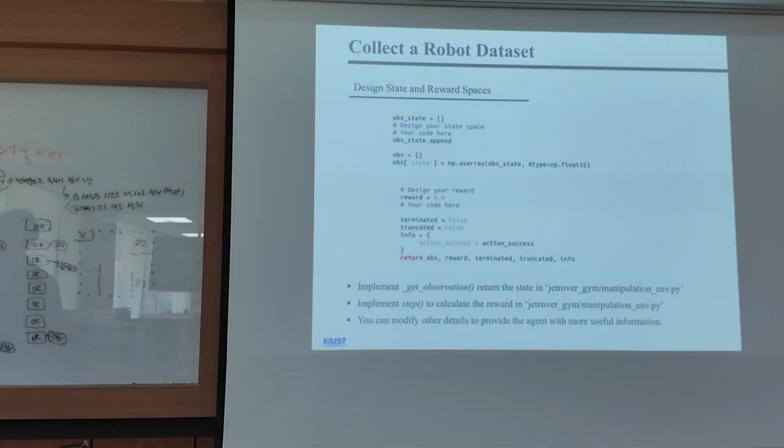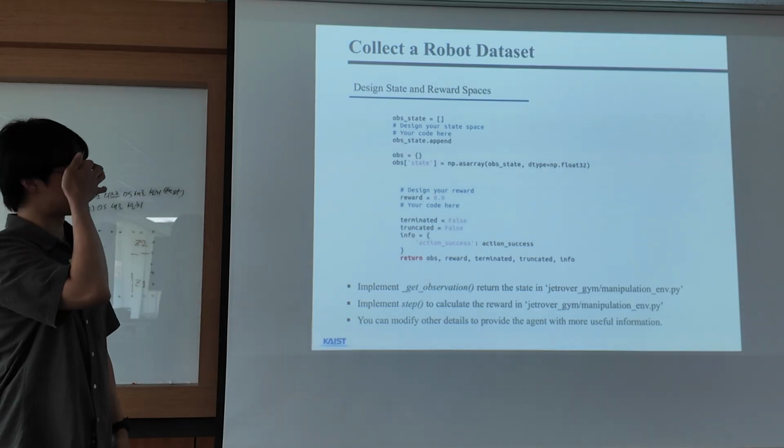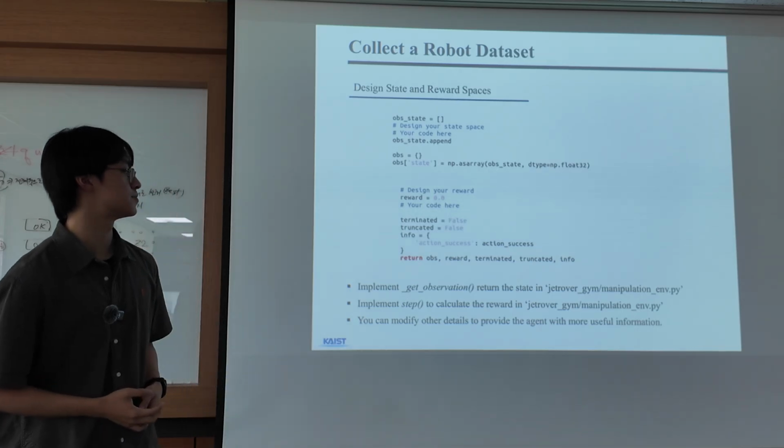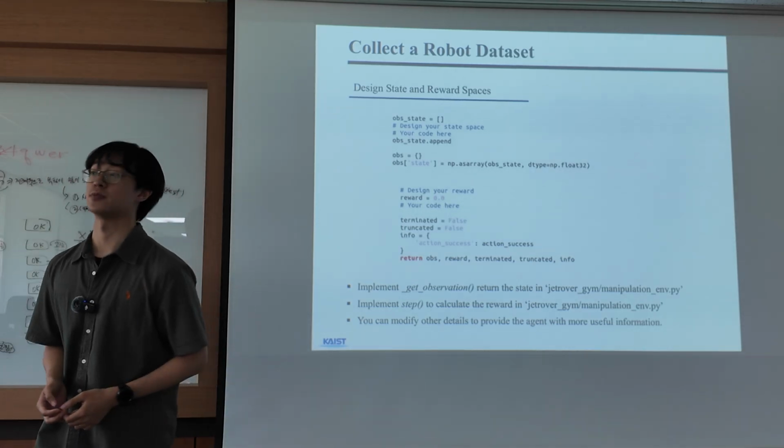So you should modify the get observation function in manipulation env_pi, and also the step function in manipulation env_pi. When you read the code and there are more places to modify, you can modify other details to provide the agent with more useful information.